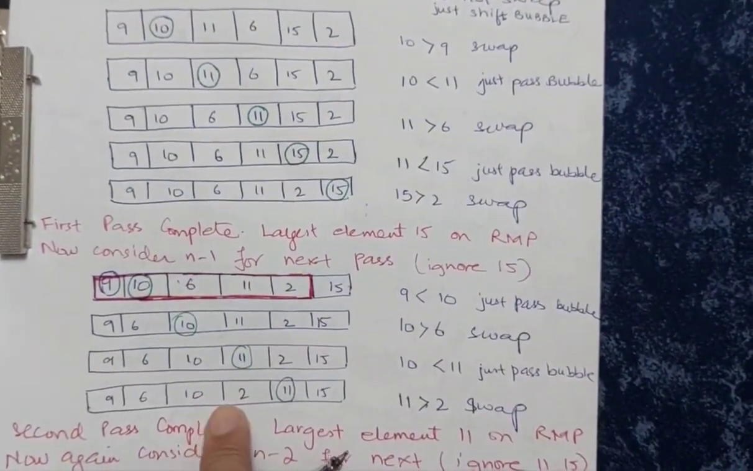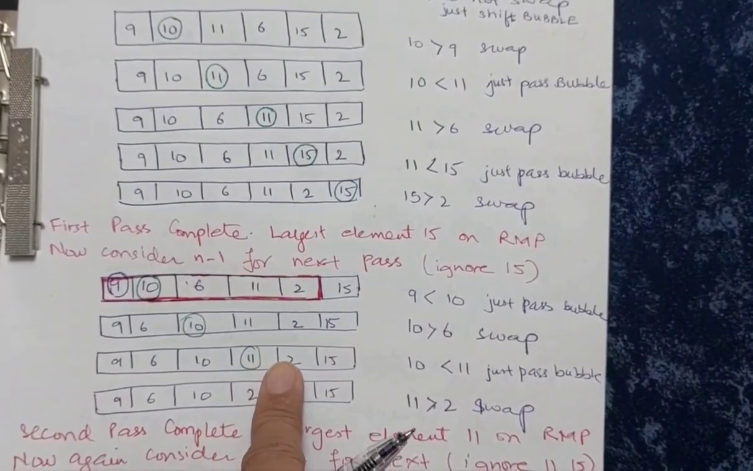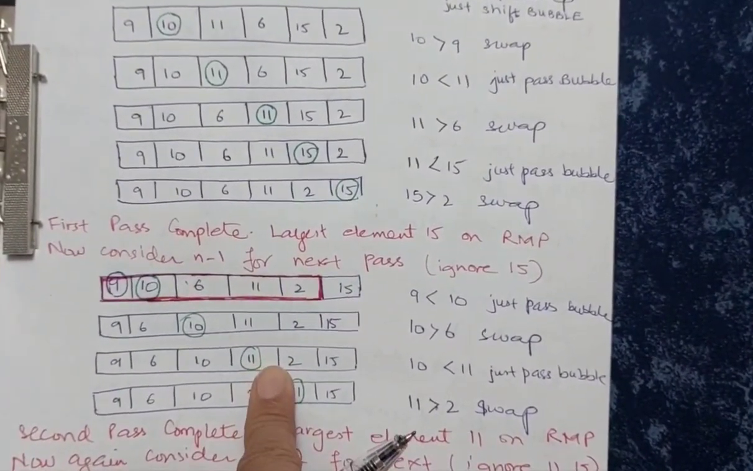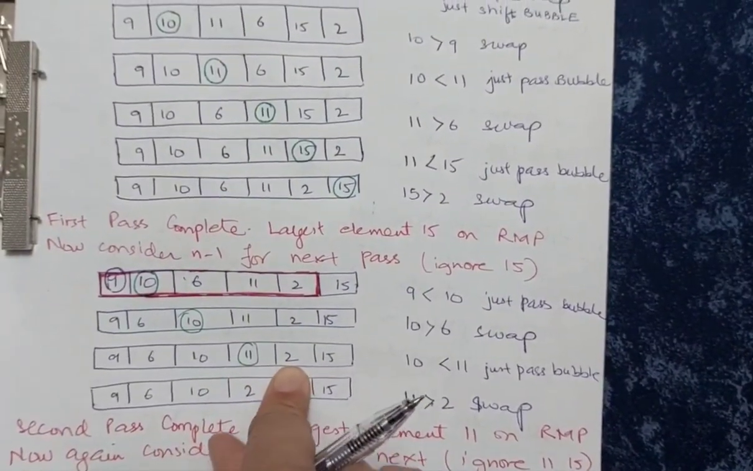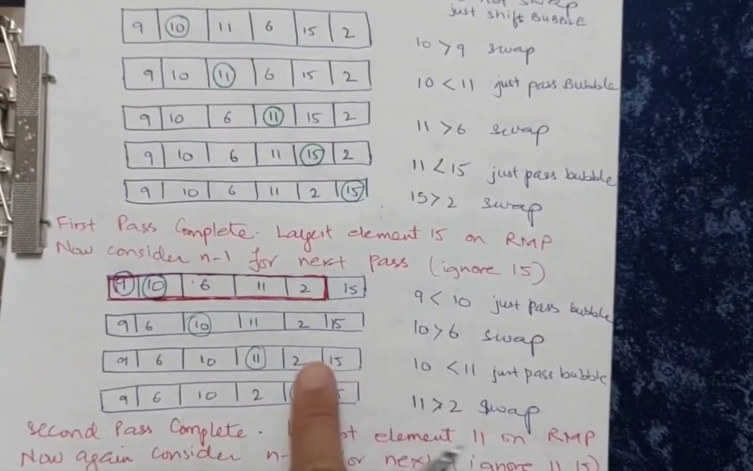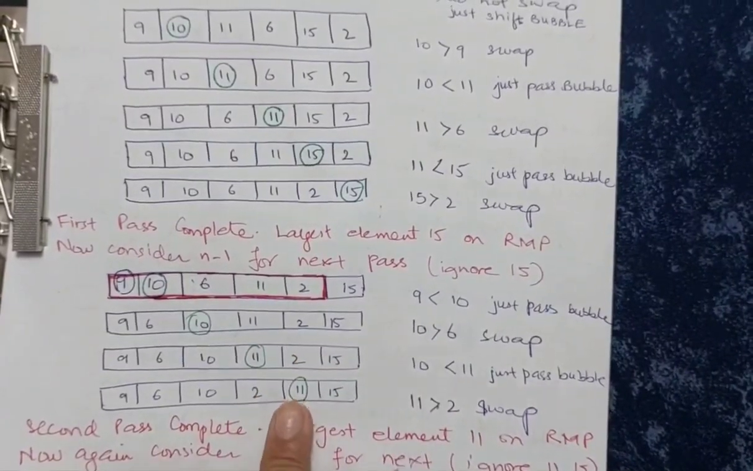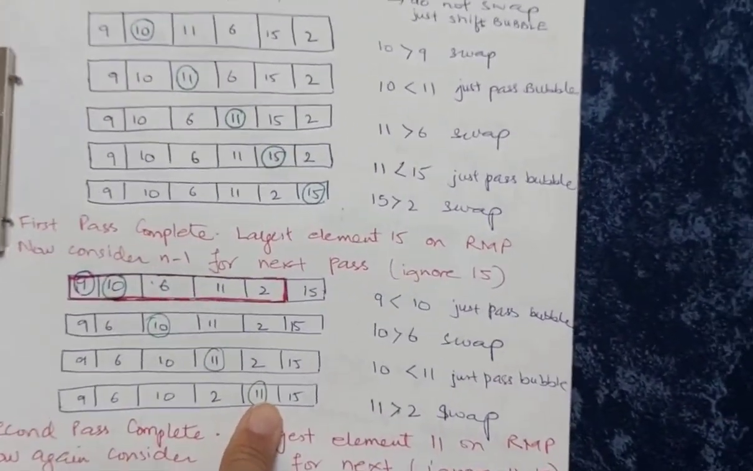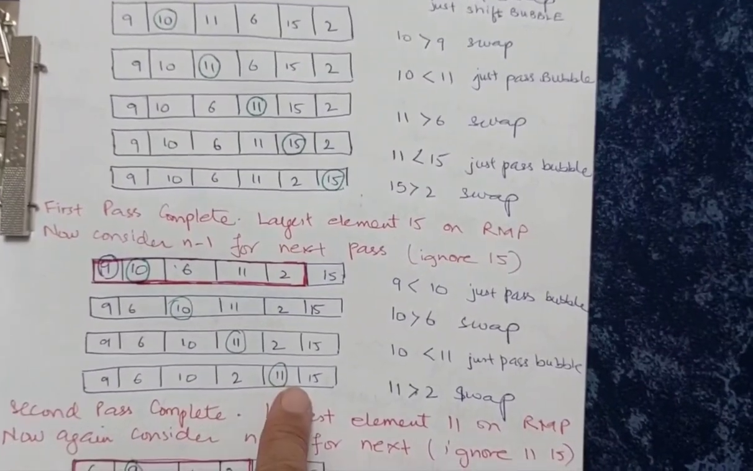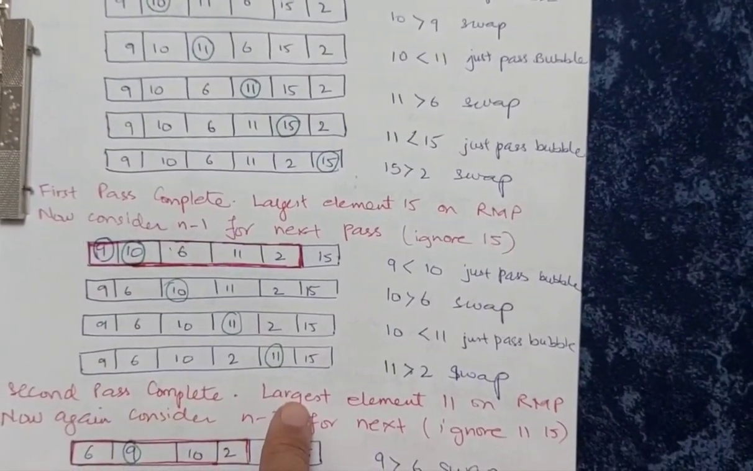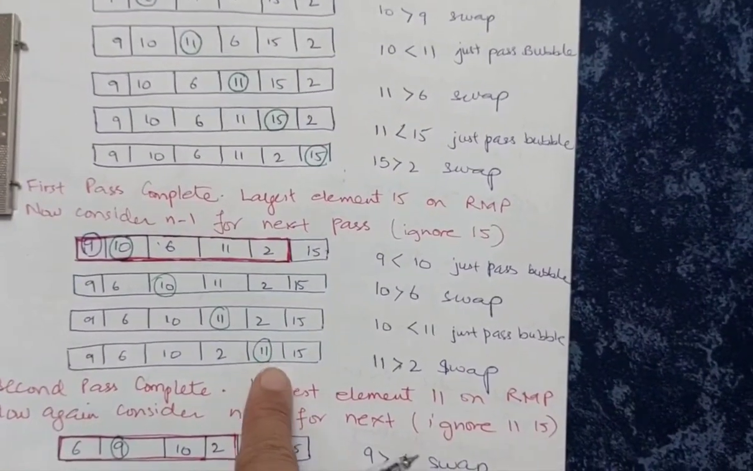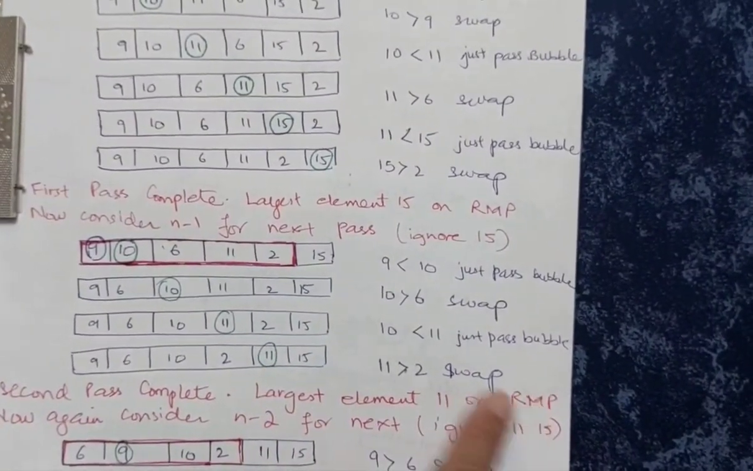Alright, in the next step, I'm going to compare 11 with 2. Sorry, not 12, 2. 11 is larger than 2, so I am going to swap the positions. 2 has come here and 11 has come here. So in this way, I can see that my second pass is also complete, and the second largest element, which is 11, has also reached the rightmost position.